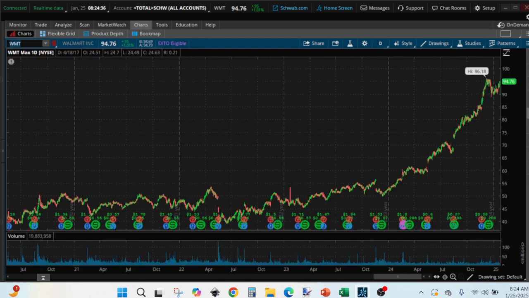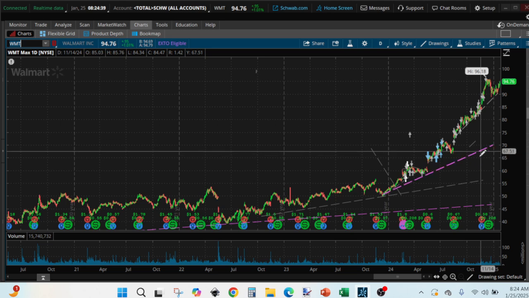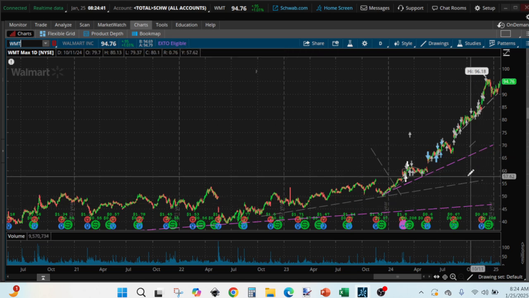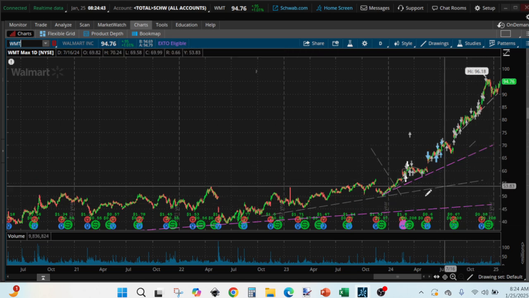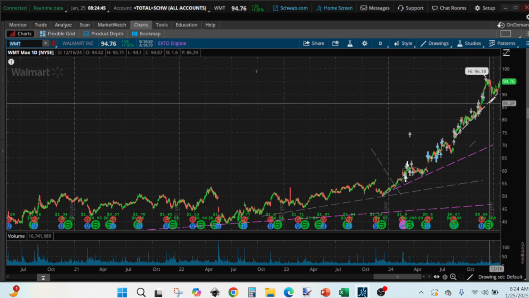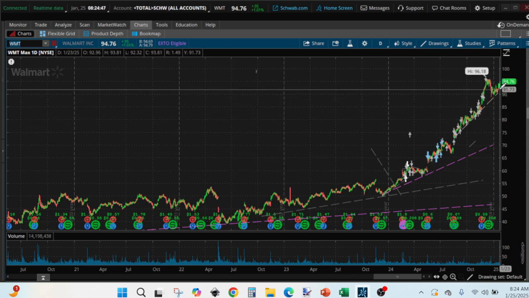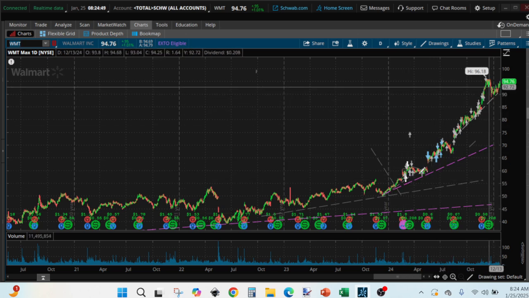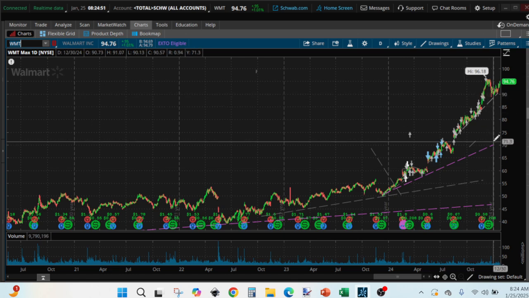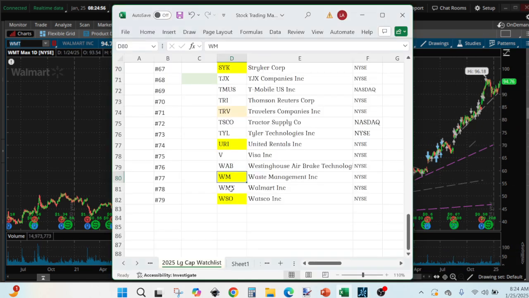WMT, Walmart, we like to buy at either one of those two trend lines, if not three, but right now it's going up following this trend line here. So it's nowhere near down, building this side of the mountain before starting to climb down. So we are just going to keep observing it and not buy any.